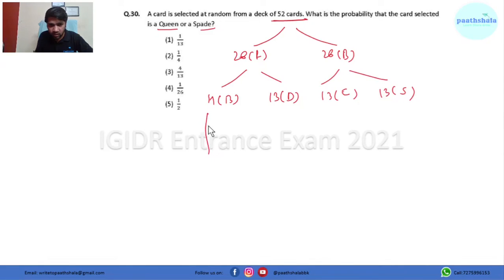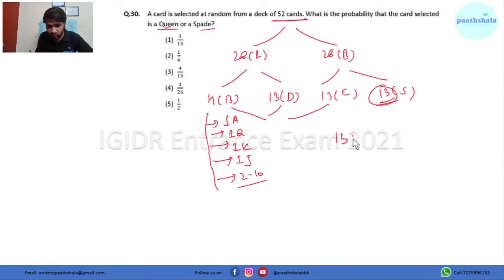And out of every 13 cards, there is one ace, one queen, one king, one jack, and the rest are numbers from 2 to 10. So we have to select the queen or spade. Here you can see that we have 13 spades, and one queen is already included here. So the remaining 3 queens will come from these other suits. So the total number of cards will be 13 plus 3, so this will be 16.